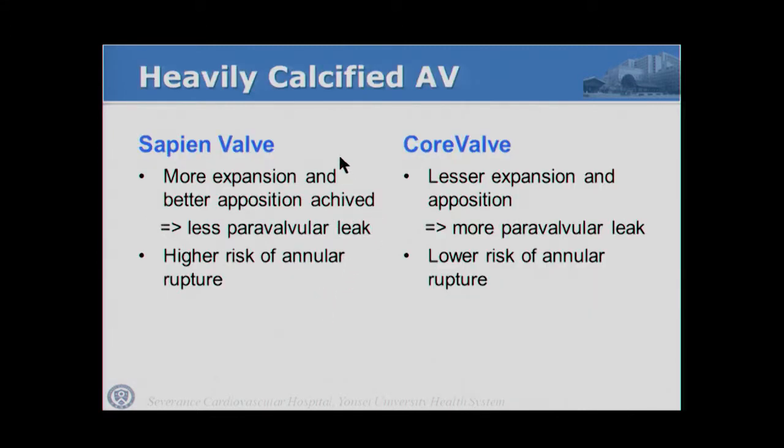So if a patient has a heavily calcified aortic valve, Sapien valve maybe has advantages in terms of better expansion and better apposition, and that may result in less paravalvular leak, at least in early phase. But on the other hand, there is an increased risk of annular rupture during the procedure. And for the CoreValve, because of this self-expansion deployment mechanism, there is less expansion and apposition in early phase, so it may result in more paravalvular leak in early phase. However, there is a lower risk of annular rupture during the procedure.